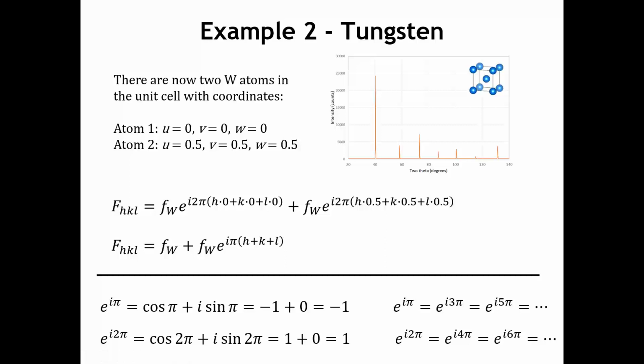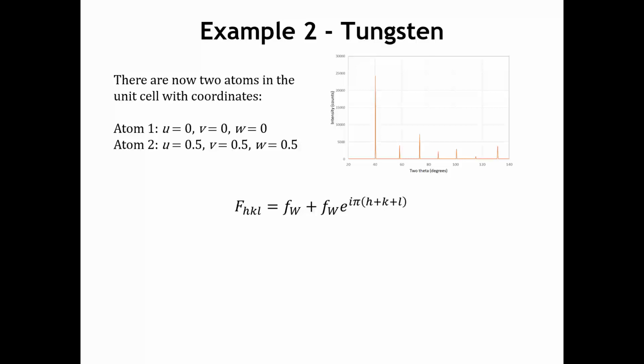If it's an even number, like 2, then we would have cosine of 2 pi plus i sine 2 pi. 2 pi is 360 degrees, so that's just 1 plus 0, which is 1. And that's what we're going to get every time the sum of those three integers is an even number. e to the i 4 pi, e to the i 6 pi, e to the i 24 pi. All of those are even numbers times pi, and so they all give a value of 1.